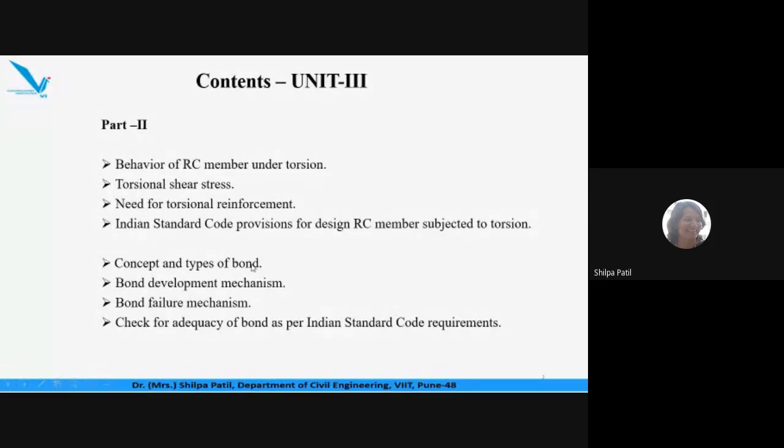First is design for torsion, in which you need to understand how the RC member behaves under torsion, what are the torsional shear stresses developed, why it is required for the torsional design for torsional reinforcement, and what are the provisions given by Indian Standard Code for the design of RC member which is subjected to torsion.